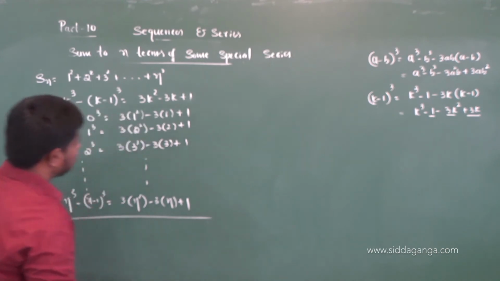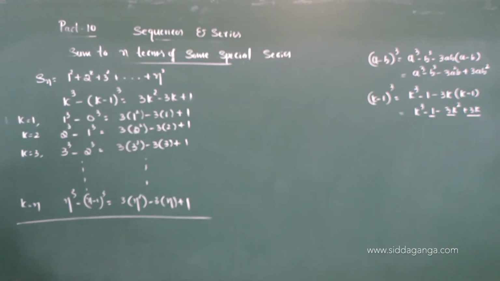Now I am going to add all these equations. Observe here, 1 cube minus 1 cube, 2 cube minus 2 cube get cancelled, and so on, they all get cancelled. Here we have n cube, so in the previous term you will get n cube.